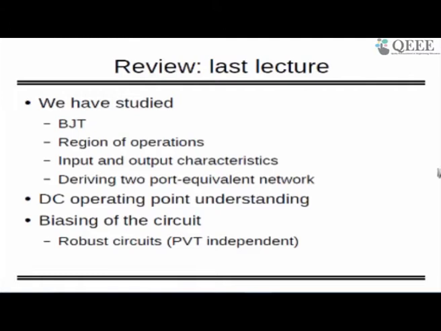And we talked about the input and output characteristics: collector current versus VB, which was the input characteristic, and then VC versus IC, which was the output characteristic. Through that we found the different regions of operation, and we understood that everything works very smoothly if your transistor is considered an ideal device.